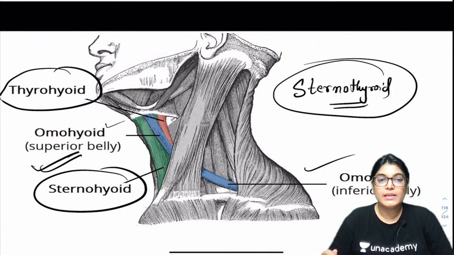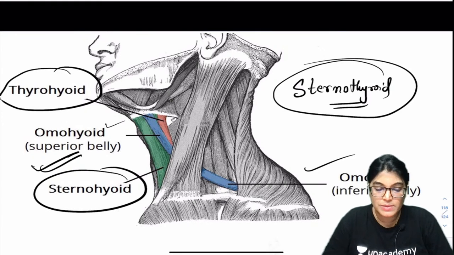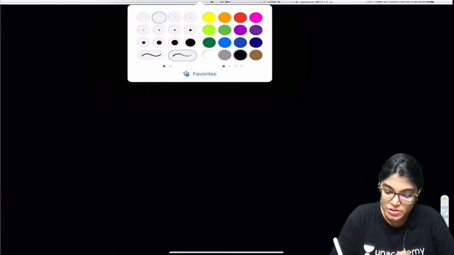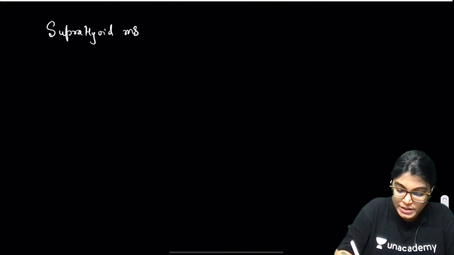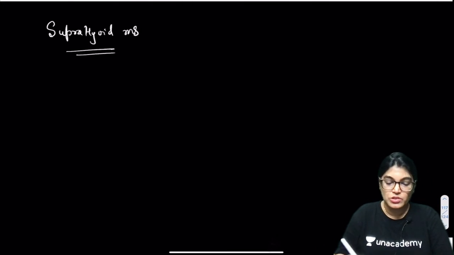Got it? So in brief, I would like to tell you about the innervation of all these muscles, and then we will end for today's session. So let me just write in brief the innervation of these muscles. Write down suprahyoid muscle, because an MCQ in the previous year has come about innervation of these muscles.